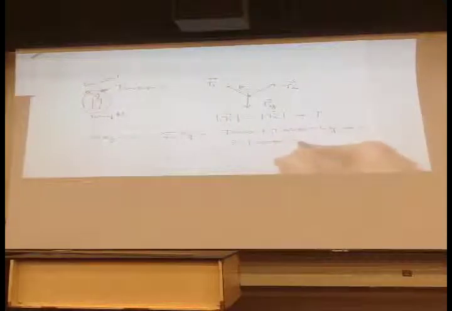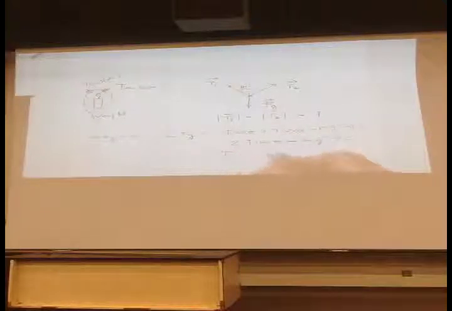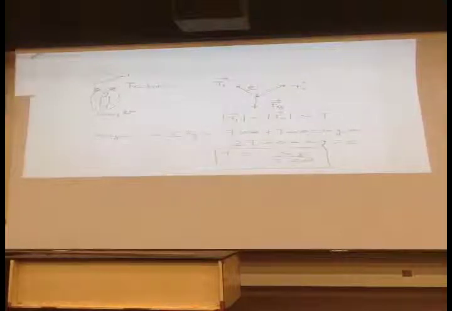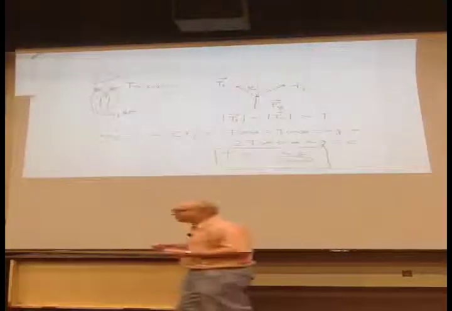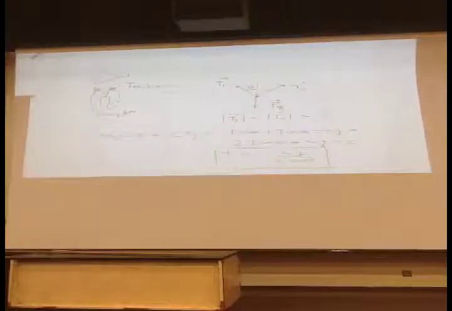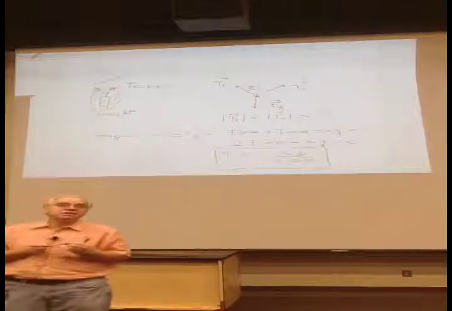And so 2T cosine theta minus mg equals 0. So T is equal to mg over 2 cosine theta. So what is this telling me? Now we solved the problem, but we still need to figure out what it means. So is the tension always the same? No. Why? Because the angle is not the same for all of them.